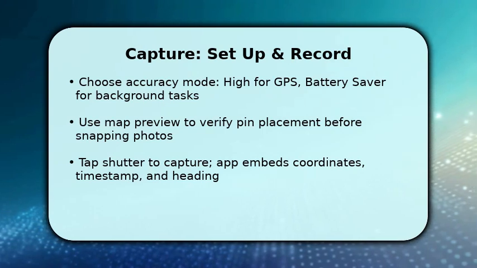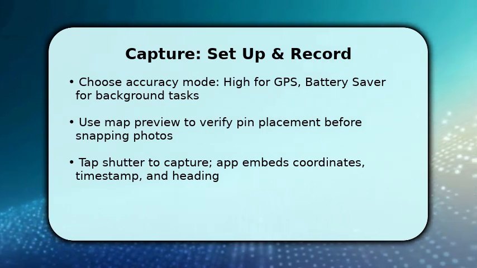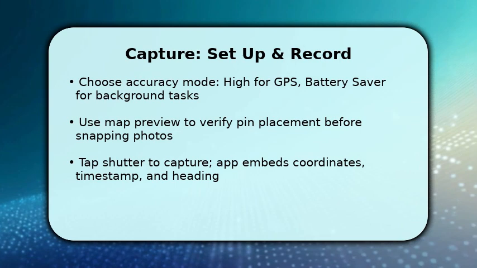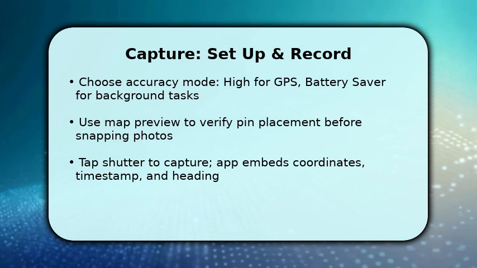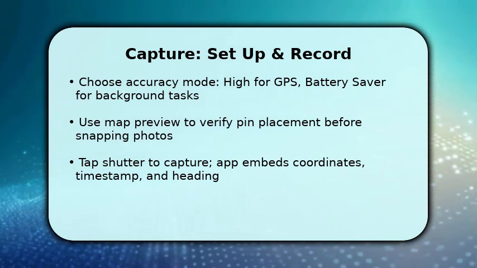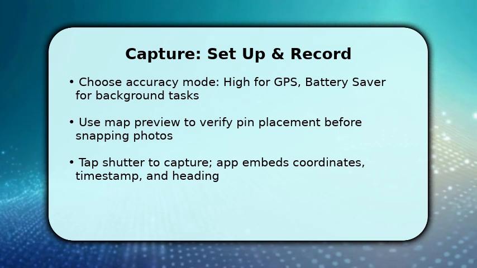Now you configure capture options. Select high accuracy for precise GPS or battery saver if you need long sessions. You'll use the map preview to confirm the pin is where you want the photo tagged. Dragging the pin adjusts coordinates before you shoot.